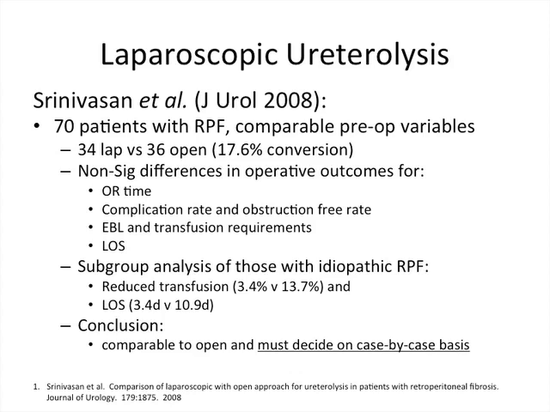They actually didn't find any significant differences in terms of some of the perioperative outcomes they were looking at, like OR time, complication rate, obstruction-free rate, estimated blood loss, transfusion rate, or length of stay. It was only in the subgroup analysis of those patients who were found to have idiopathic RPF that they found differences in terms of reduced transfusion rate and length of stay. And there actually seemed to be quite big differences that they found there, and it really wasn't elaborated on why they felt that these differences were seen in the idiopathic group alone.